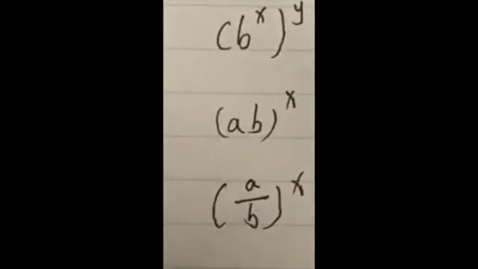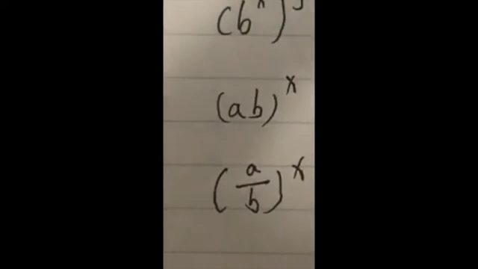So here are the laws of the exponential functions. b to the x times b to the y equals b to the x plus y, and b to the x divided by b to the y equals b to the x minus y. No, sorry, b to the x, parenthesis, to the y equals b to the x times y. And a times b, parenthesis, to the x equals a to the x times b to the x. a divided by b, parenthesis, to the x equals a to the x divided by b to the x.